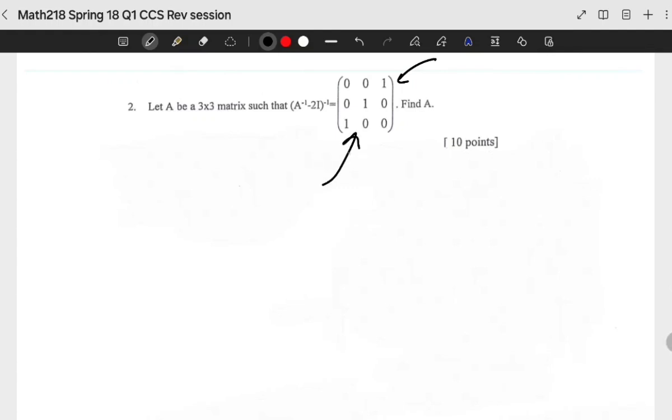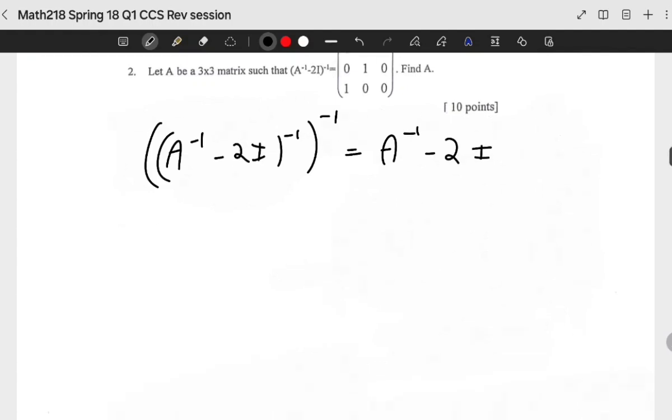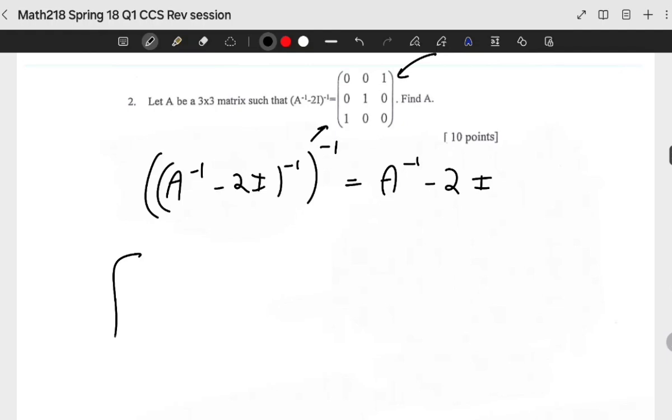So if I find the inverse of this matrix, I would be finding the inverse of this entire thing, so I would be finding A inverse minus 2i. It would kind of simplify the problem if I get rid of this inverse here. So let's do that. To find the inverse of this, I'm going to go through this process. I think you remember this from class.